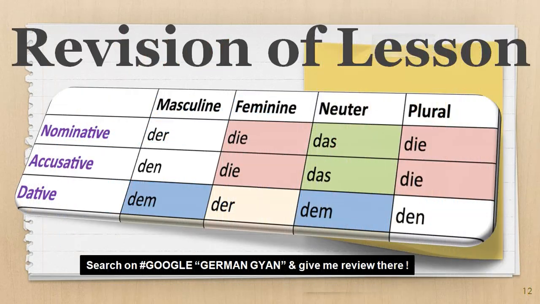Going forward, this was the total run. Now it's time for the German chart. So this is the definite article chart in the German language. Nominative: in masculine it is der, feminine die, neutral das, plural die. So this is the total chart which you have to learn for nominative, accusative, and dative.